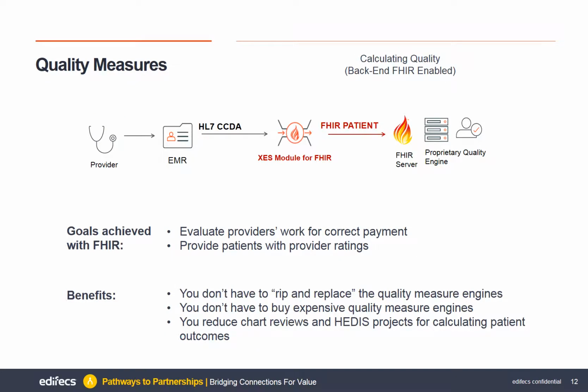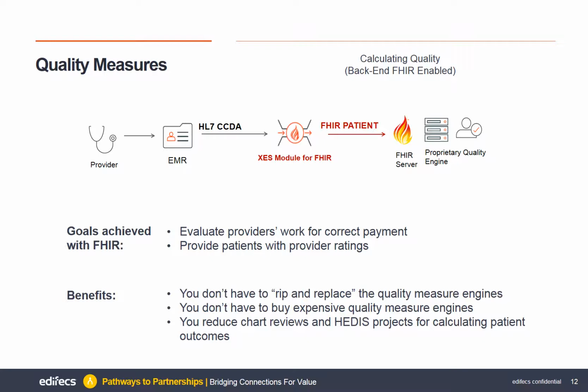Quality measures are often used to evaluate providers' work, to properly distribute payment between them, and to offer provider ratings to patients. You can leverage the existing FHIR infrastructure and framework to implement the quality measures you need. You don't need to rip and replace existing quality measure engines if you already have your own, and you don't have to buy expensive quality measure engines. You can also reduce the effort put into chart reviews and health effectiveness data and information set projects for calculating patient outcomes.